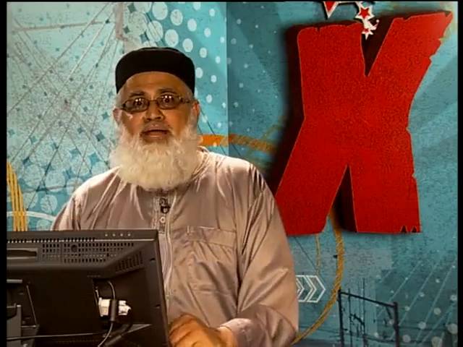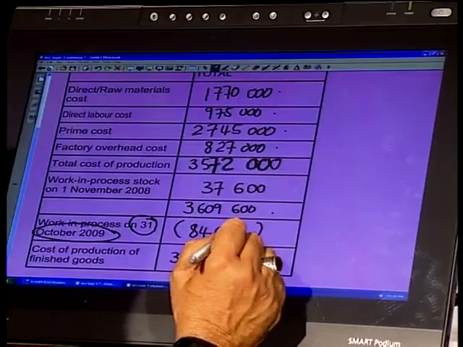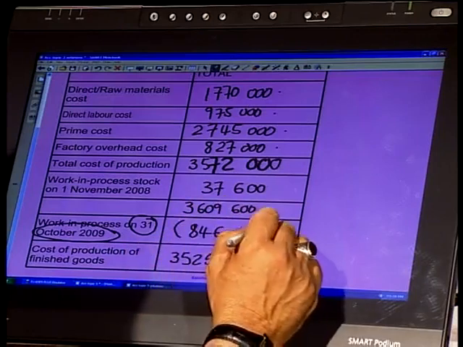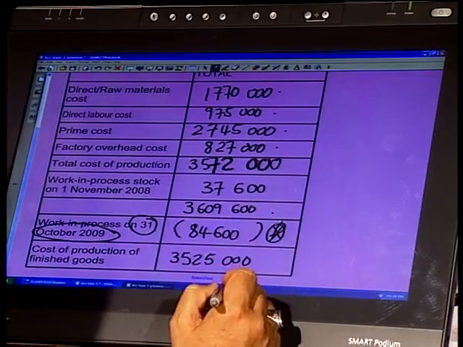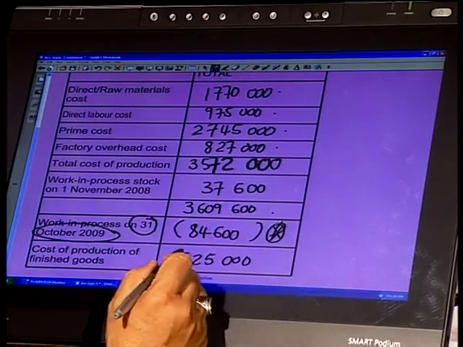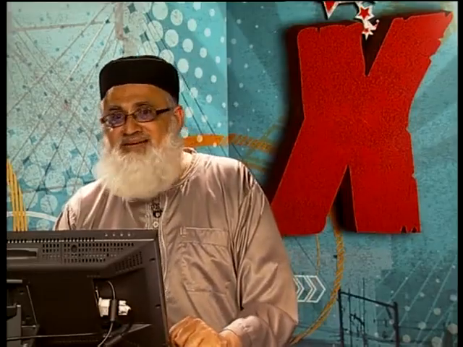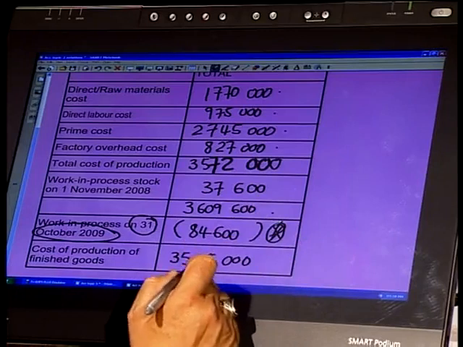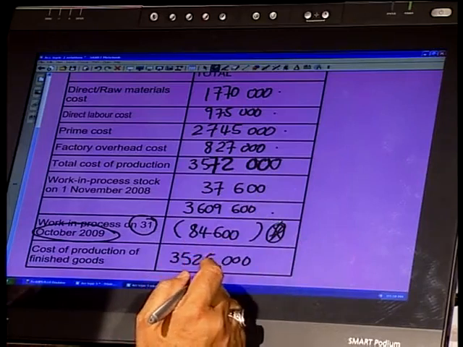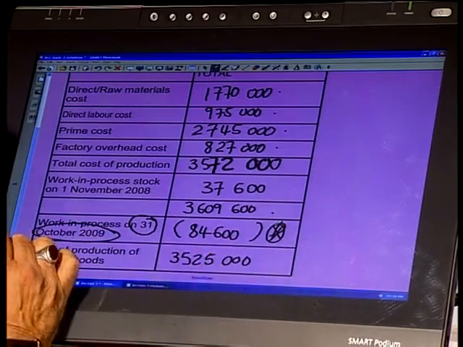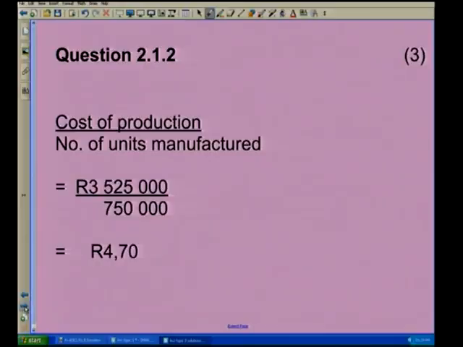Another important point, whenever we subtract in accounting, we indicate by use of a bracket. The use of that bracket is critical. You are telling the marker that I know what I'm doing. I am subtracting this figure, this 84,600, that you see here. I'm subtracting it to arrive at my final answer of 3,525,000. Obviously, remember something else. If that is 3,609,000 and this is a smaller figure, it indicates to you that you have to subtract.